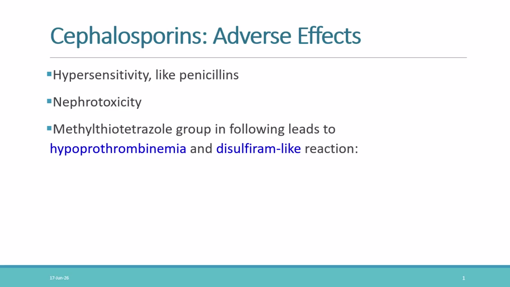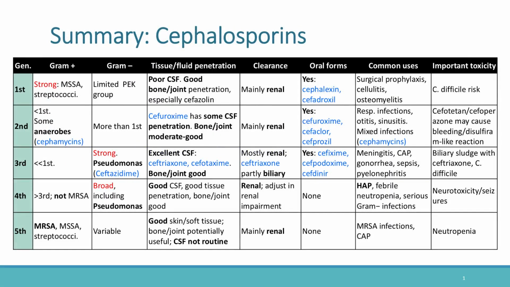Recognition of these unique toxicities is particularly important because they are frequently tested in pharmacology examinations. The summary table integrates these differences and serves as an excellent framework for comparison. When viewed together, these generations illustrate a progressive evolution of spectrum and clinical utility.